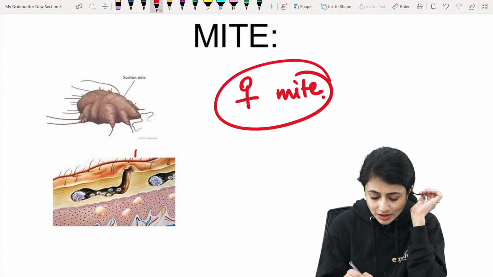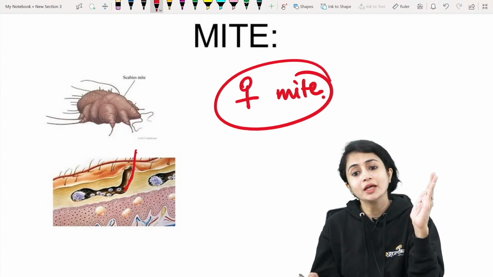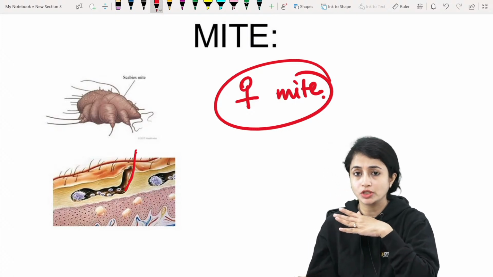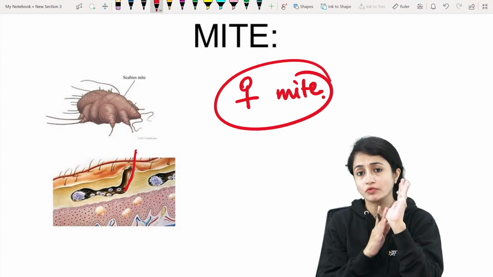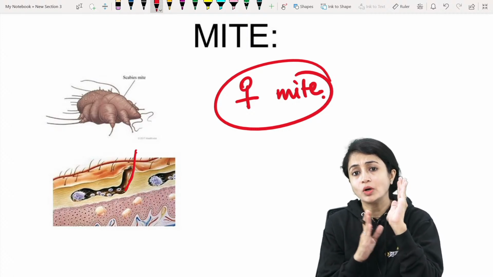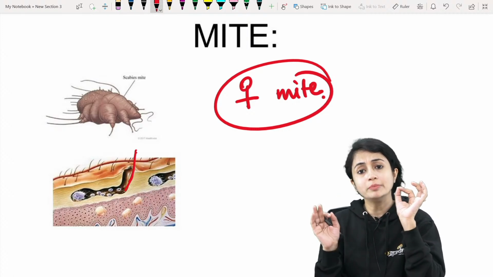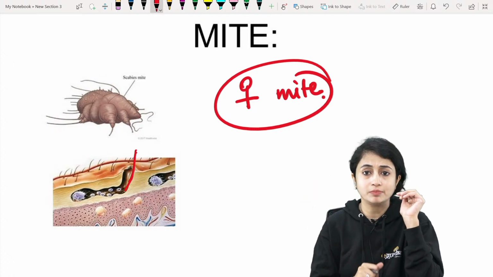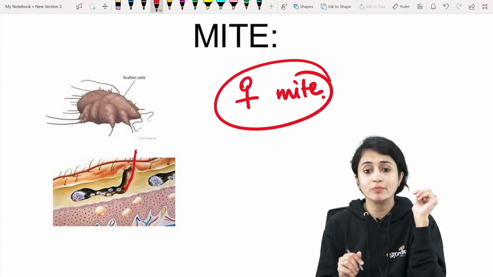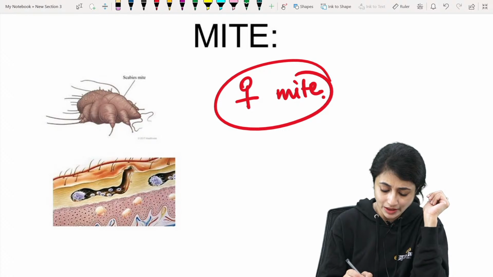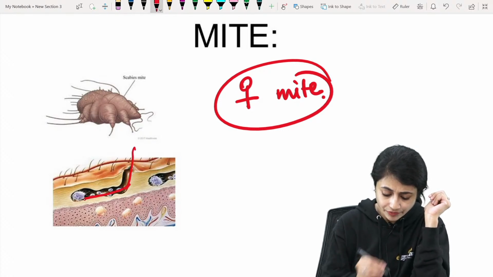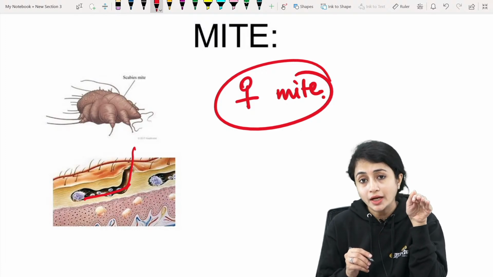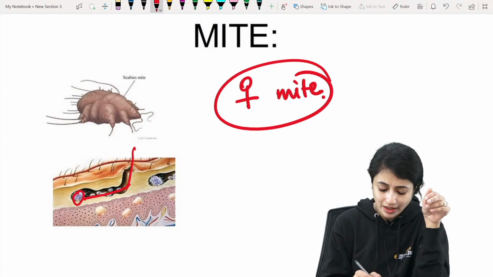Very true, it lays tunnels which can extend deeper into the skin also, but it is classically in the stratum corneum. So if they ask you about a single layer, then it is the stratum corneum. However, burrows can be dug deeper also. So what does this female mite do? The female mite lays a linear track, at the end of which it lays eggs.